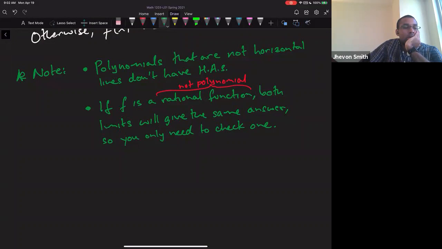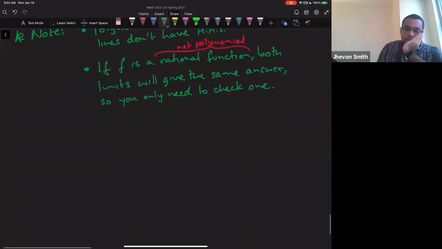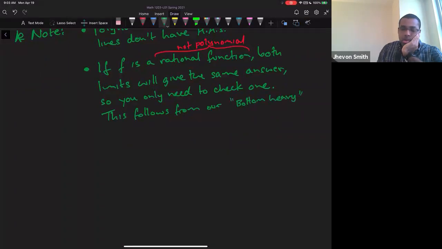Anything else I want to tell you? This follows from the time when we would get, I don't even know, we didn't call that trick anything. This follows from our bottom heavy trick, or our ratio of leading coefficients trick.